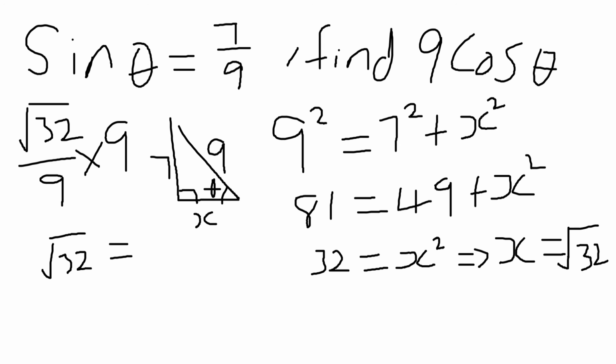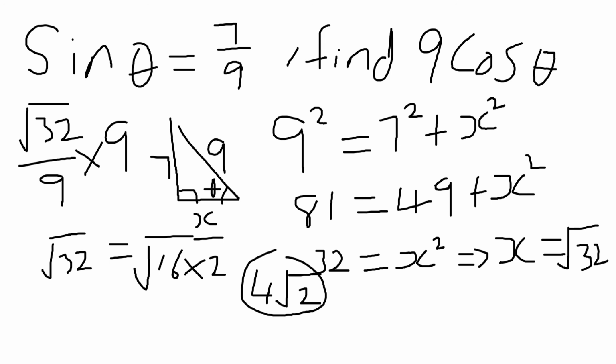We can simplify this further. Let's see. So this is the square root of 16 multiplied by 2. That gives 32, we all know that. So the square root of 16 is 4, and if we take the multiplication by 2, we just have 4 root 2. Don't mind how I worked, I'm sorry. So this is the answer.